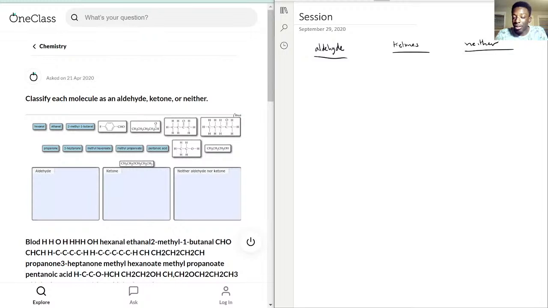3 groups. Well, the neither, we won't have to really write anything, but for aldehydes, actually, one of the ways they give away is the name. The name usually for aldehydes ends in Al if it's a primary group. That's how you classify an aldehyde. For ketones, the way they usually end is with ONE, okay? And neither, they don't end with either or.